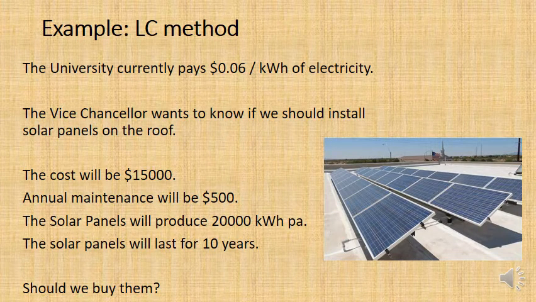This is an assessment, an example to see if the university should build solar panels on top of the roof of the campus. The university currently pays $0.06, or 6 cents, per kilowatt hour of electricity. That's combined with electricity fees and also diesel for the generator.